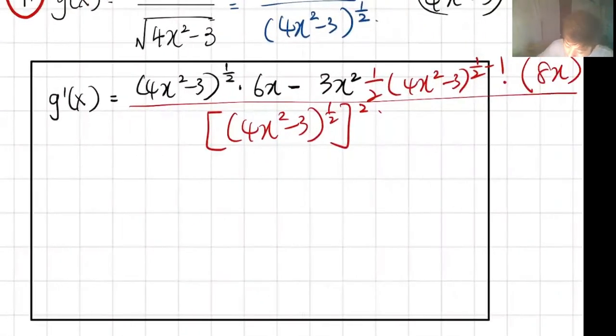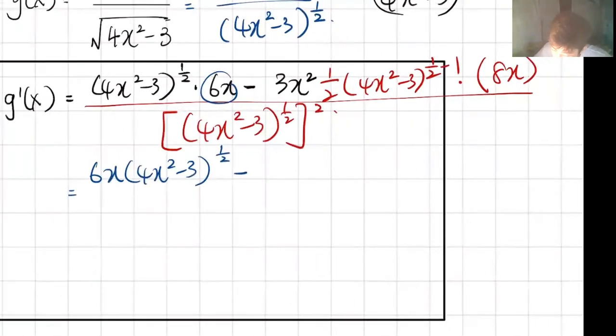Okay, so basically I just simplify everything. 6x, I like to put it in front, and then (4x squared minus 3) to the power of half minus... okay, numbers, I just solve for the numbers first. Half times 8 times 3 gives me 12. Then I put x squared first. Then only I put this last bracket.